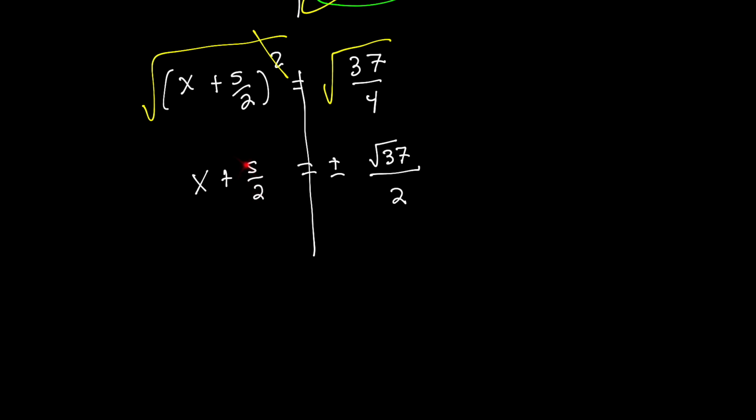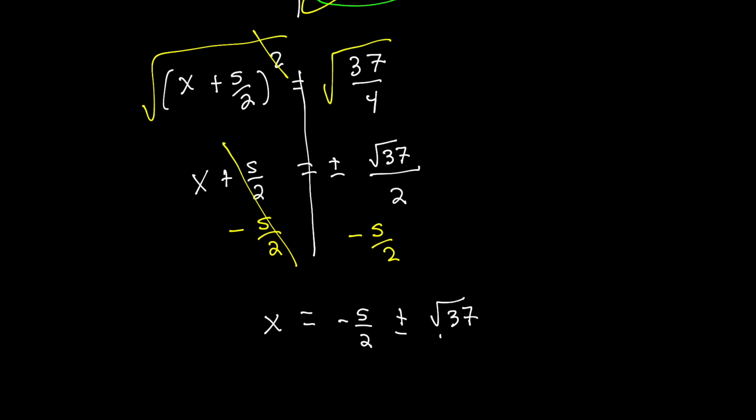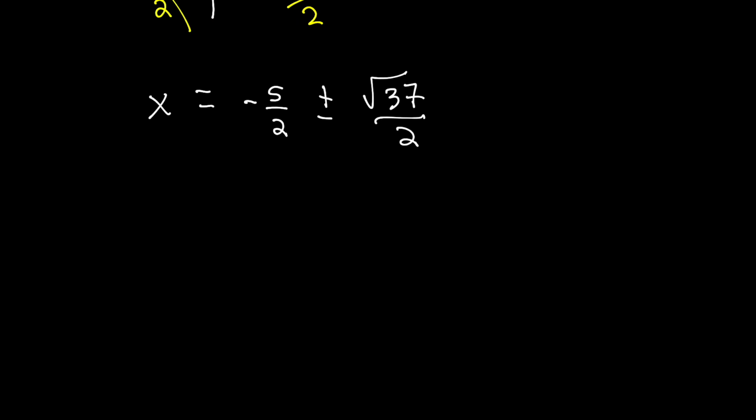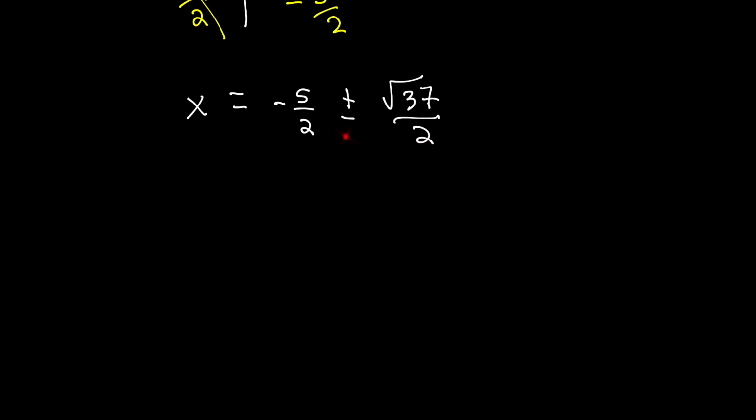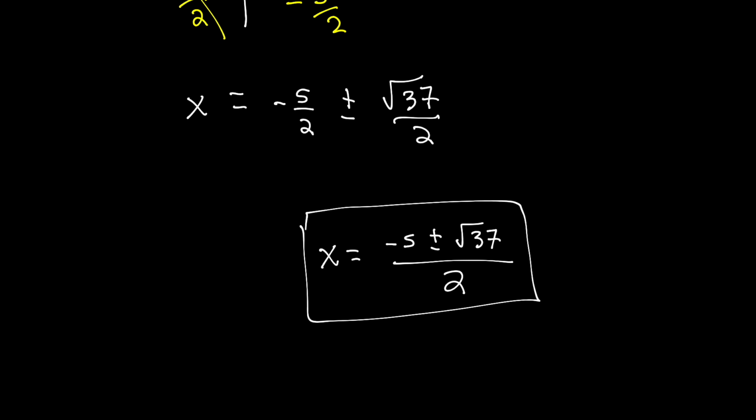Now to completely isolate x, we got to get rid of this 5 over 2. So let's subtract 5 over 2 from both sides. On the left, we succeed and have x by itself. On the right, I'm going to record this expression by beginning with the negative 5 over 2. So I get negative 5 over 2 plus or minus root 37 over 2. To clean this up, I notice that we have a common denominator. So let's combine these two together and form negative 5 plus or minus root 37 all over 2. And that would be your exact solution.